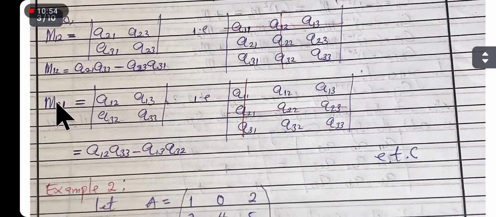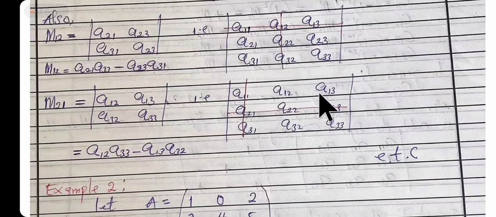The same thing for M21. Look at the 21 here. 21 means the second row is cancelled and the first column is cancelled. So what will remain is A12, A13, A32, A33. That is what we extract here. So the determinant is multiplying the diagonal: A12 times A33, minus A13 times A32. That is what we have here.